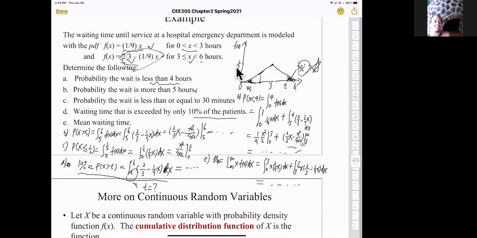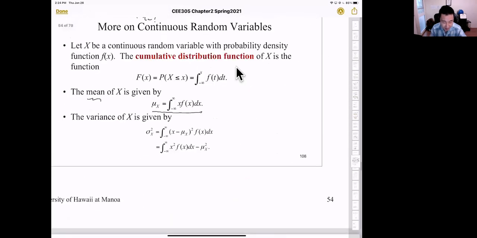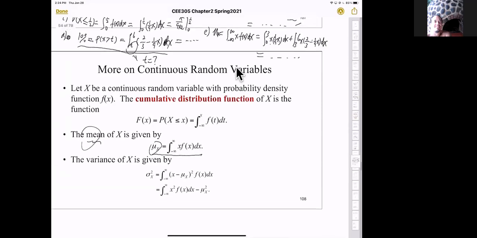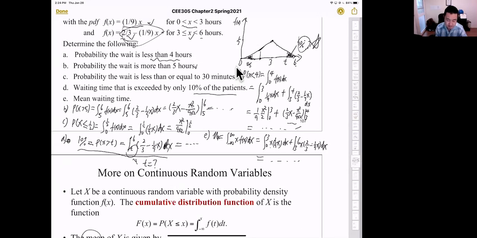And for E, is mu the notation for the mean? Yeah, mu is the mean. The mean value, we call it mu x. Could you scroll back up to E, please? I'm still trying to figure that one out. The mean waiting time. And that's just from negative infinity to positive infinity? Yeah, but in this case, from 0 to 6 only, because there's nothing outside 0 to 6.